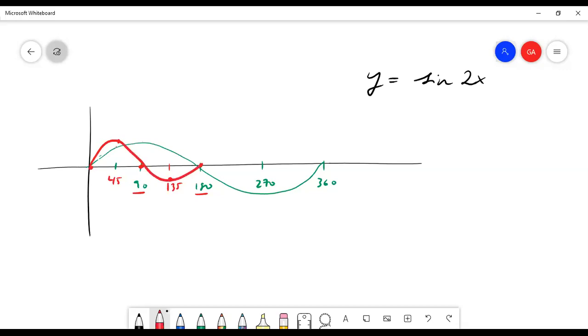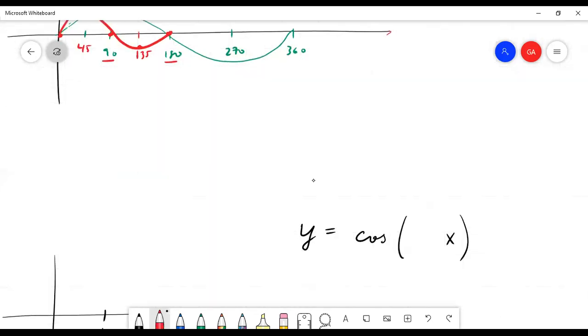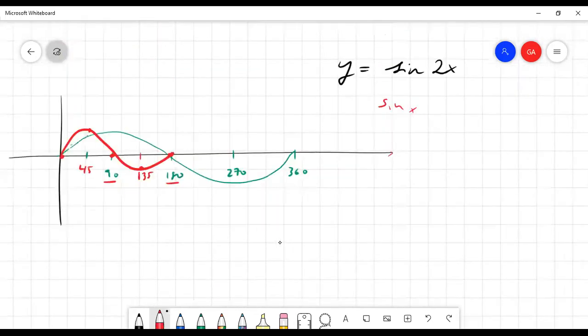So it has half. Okay, we're about to talk about sort of what this means physically, but you can see it sort of completes its cycle in half the time or in half the distance, depending on what this axis is, that the parent function y is sine of x did. See how it completed its cycle in half the time. So, okay, I hope this makes sense.